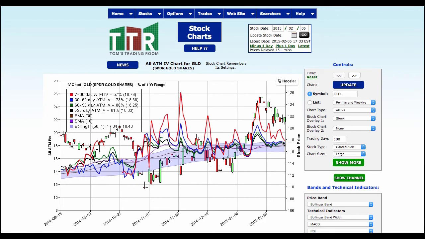If you look at that, you can see that gold's been falling off a little bit. It's making what we like to call lower highs and lower lows. But look what else is falling with it. It is actually falling as volatility is falling.